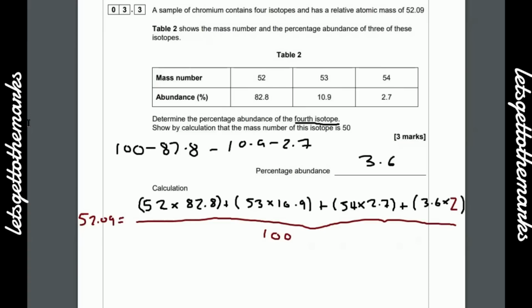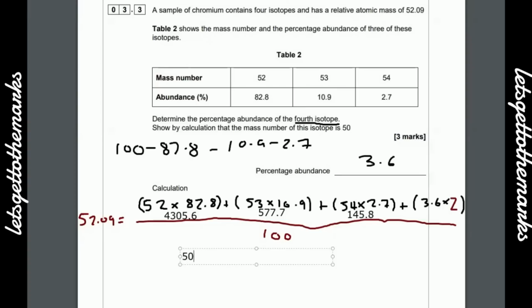So let's simplify this calculation and get to our answer to show that Z is equal to 50. So I'm going to, first of all, multiply out the brackets for all of these. So I've got 52 times 82.8, that's 4,305.6 on my calculator. And then I've got 53 times 10.9 is 577.7. And then I've got 54 times 2.7 is 145.8.